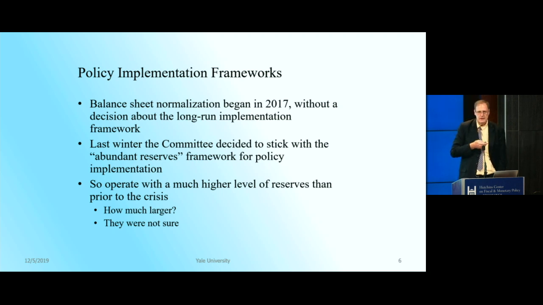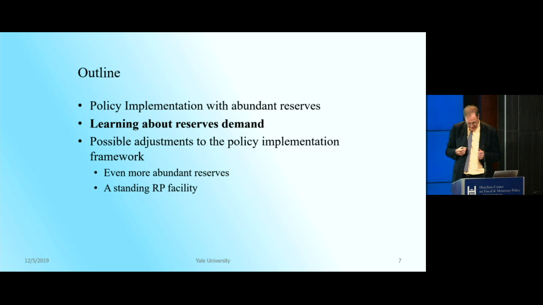How much larger, as Trish said earlier, they didn't know, and they were quite upfront that they weren't sure. And so they would allow reserves to run down slowly over time. And at some point, market signals would be such that they'd realize they were getting to the kink in the demand curve for reserves, and then they'd stop running the balance sheet off. So that gets us to what happened in September.